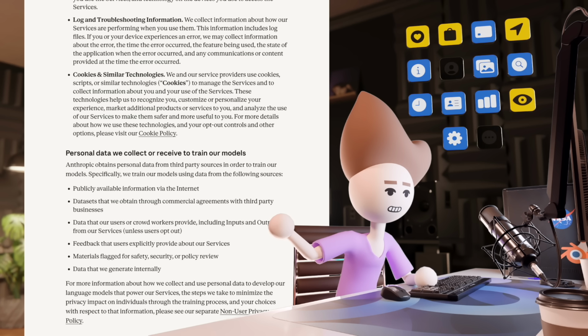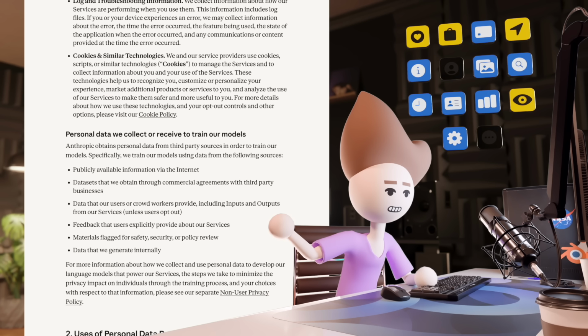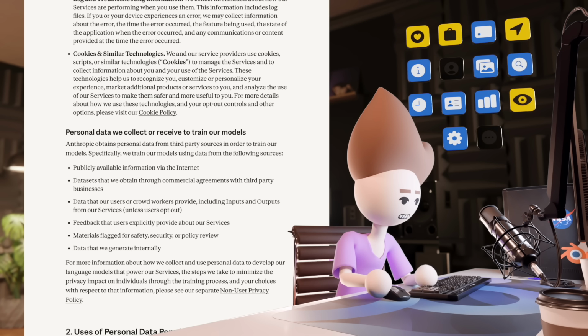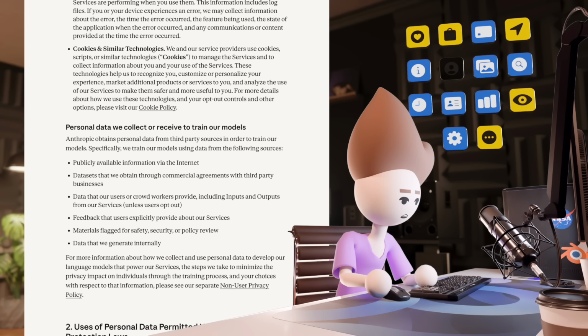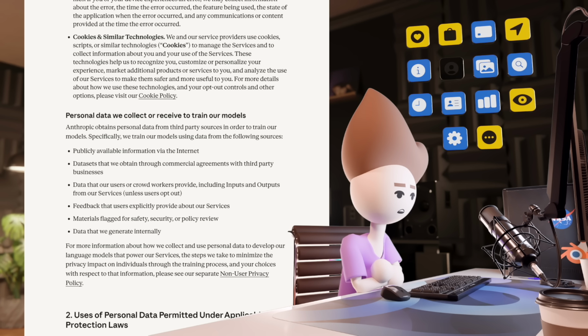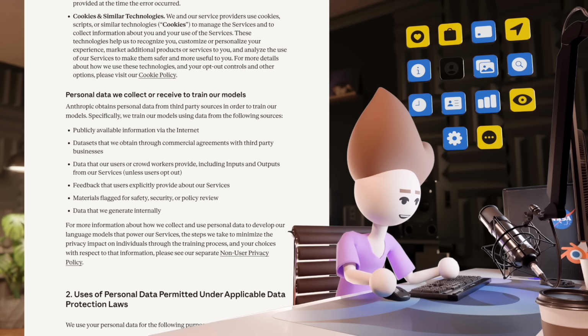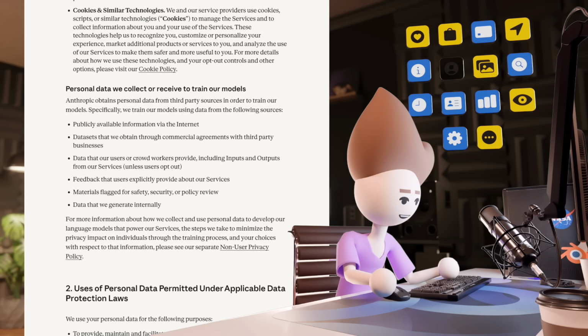Specifically, we train models on the following sources. Publicly available information via the internet. Okay, so we need to mark this one off as other data and mark it as shared data. Data sets we obtain through commercial agreements with third-party businesses, data that our users or crowd workers provide, including inputs and outputs from our services, unless users opt out. Okay, so that one counts as user content.